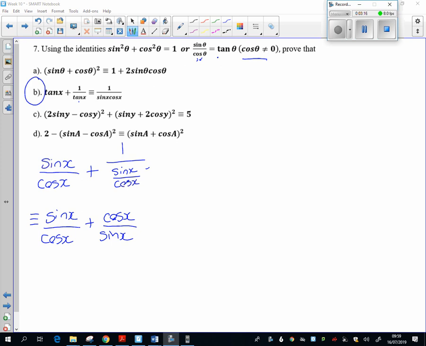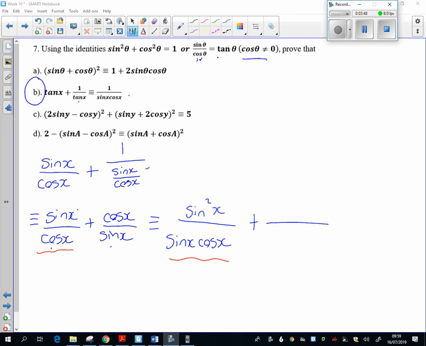Okay, so then I need to add those together. So how do you add fractions together? They need to have the same denominator. The lowest common denominator is going to be sine x multiplied by cos x. So the first fraction, to give it that denominator, needs to be multiplied through by sine x. So this sine x multiplied by another sine x is going to give me sine squared x.